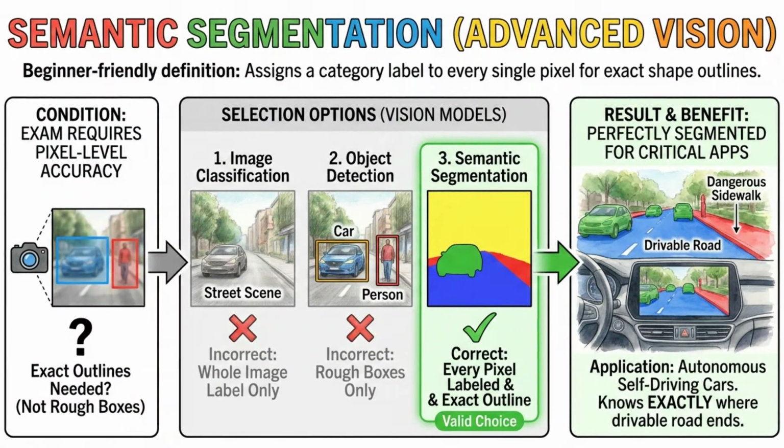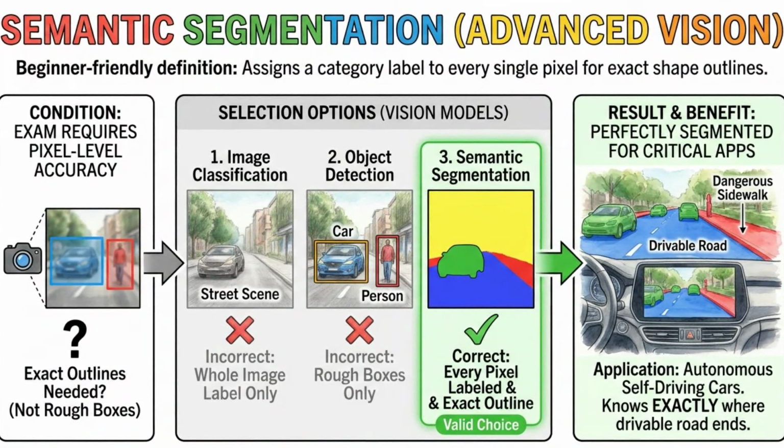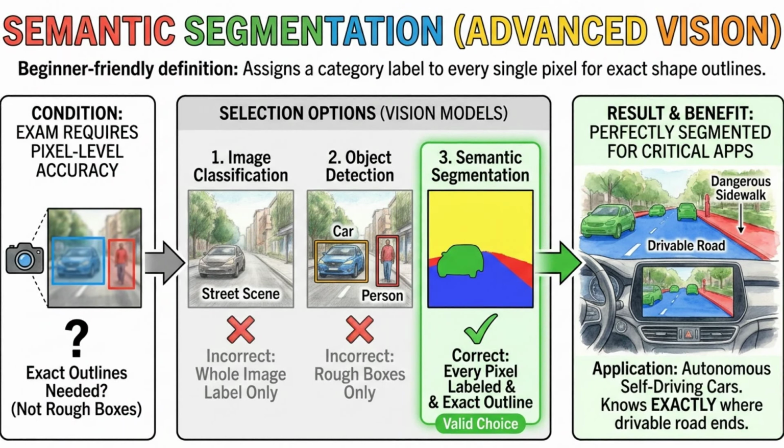The most advanced level of computer vision tested on the exam is called semantic segmentation, which requires an incredibly detailed, pixel-by-pixel analysis of an image. Instead of drawing rough boxes around objects, semantic segmentation assigns a strict category label to every single dot of color on the screen, creating a perfectly exact outline of complex shapes. This extreme level of detail is completely mandatory for life or death applications like autonomous self-driving cars, which need to know exactly where the drivable road ends and the dangerous sidewalk begins. If the exam explicitly demands pixel-level accuracy or exact shape outlines, semantic segmentation is your only logical choice.